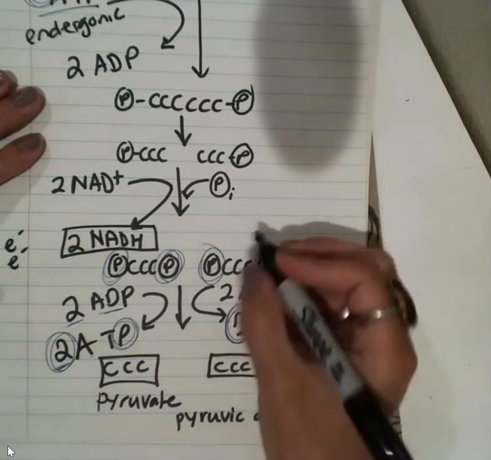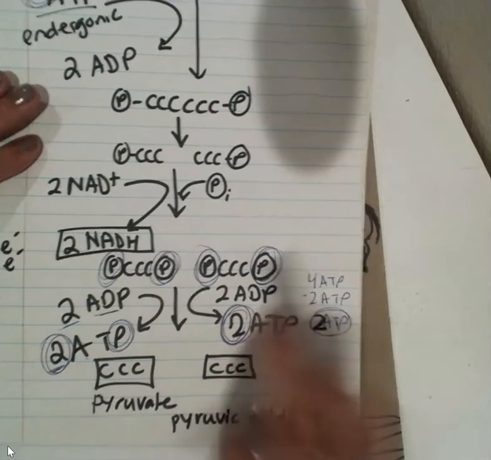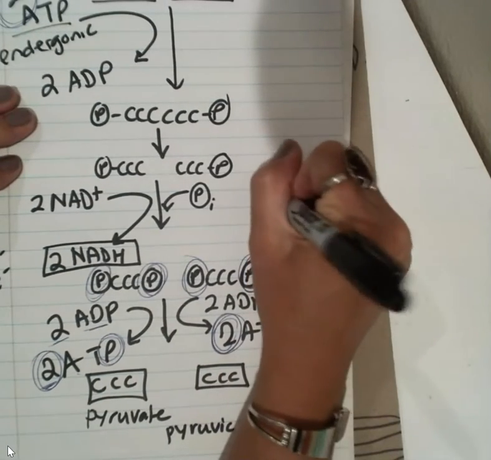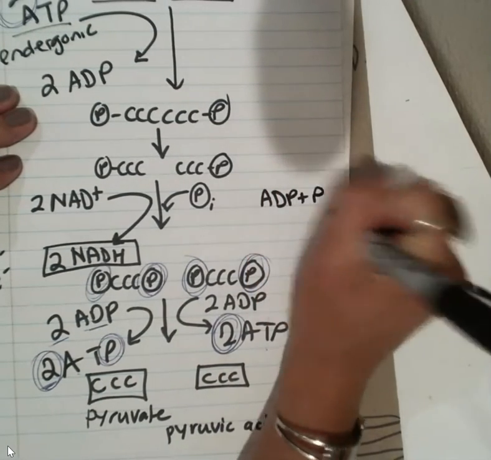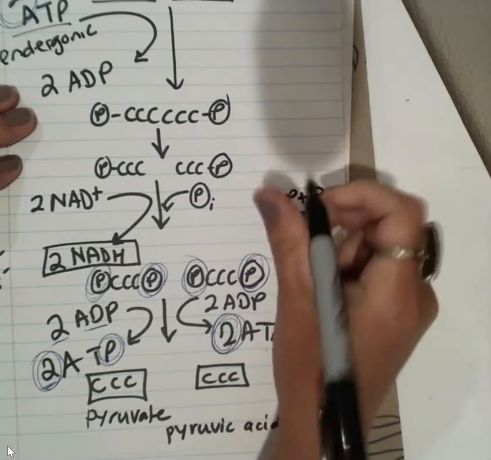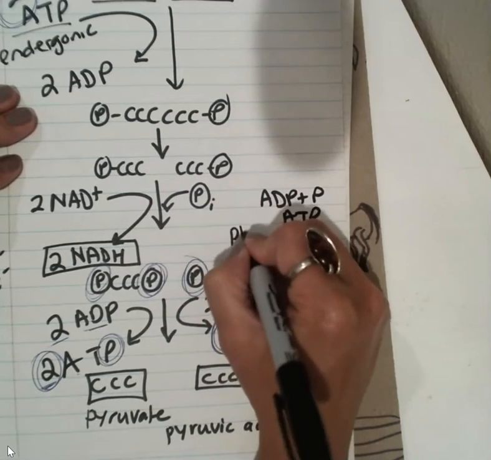Now, the process of making ATP, so when we take ADP plus a phosphate to make ATP, we call that phosphorylation.